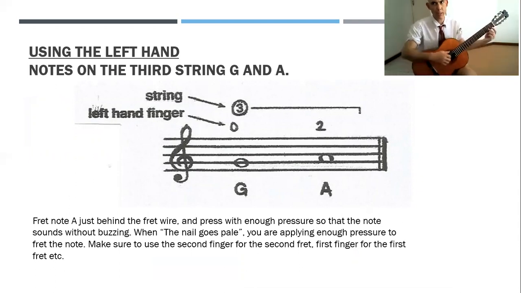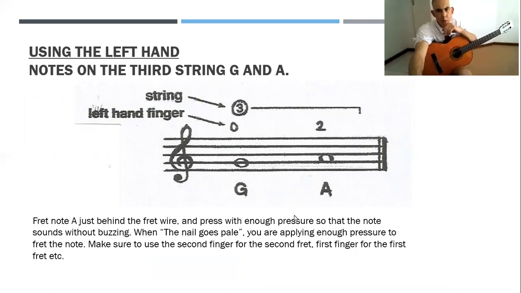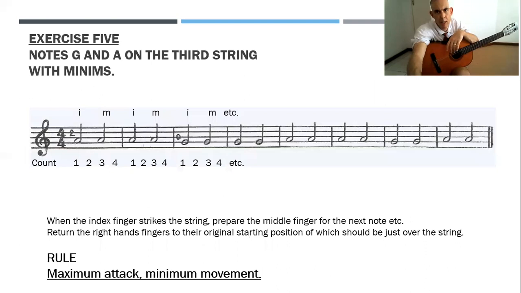Now we're using the left hand. Fret note A just behind the fret wire and press with enough pressure so that the note sounds without buzzing. When the nail goes pale, you are applying enough pressure to fret the note. Make sure to use the 2nd finger for the 2nd fret, 1st finger for the 1st fret.